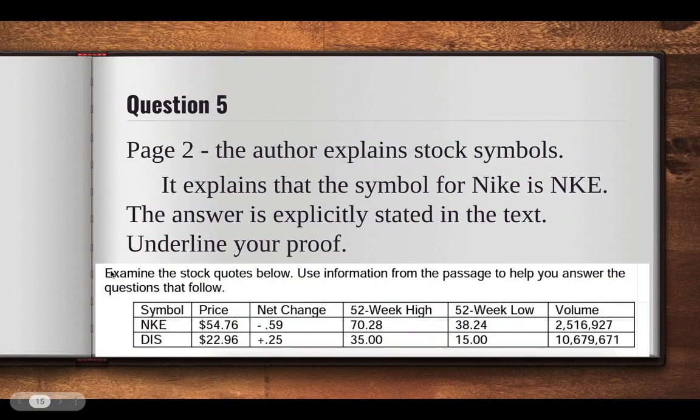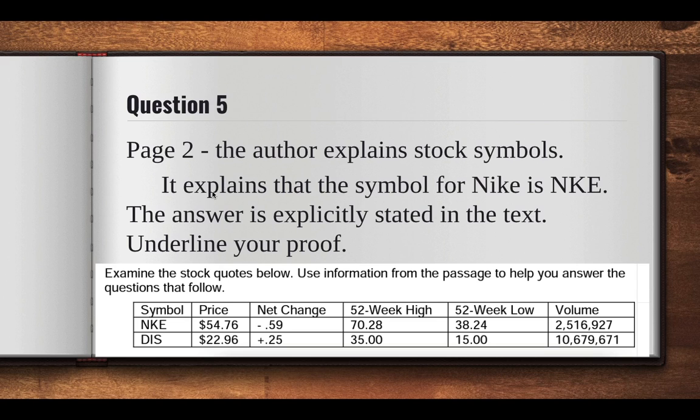Okay, question number 5. You're supposed to use this to answer question number 5, so hopefully you clicked on the click here for image. It says, examine the stock quotes below, use information from the passage to help you answer the questions that follow. So the symbol is NKE, the price is 54.76, net change negative 59 cents, 52-week high is 70.28, 52-week low is 38.24. The volume is 2,516,927.